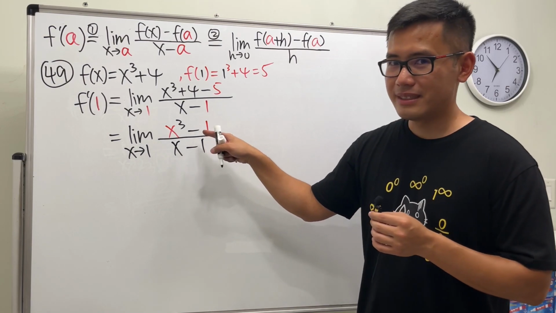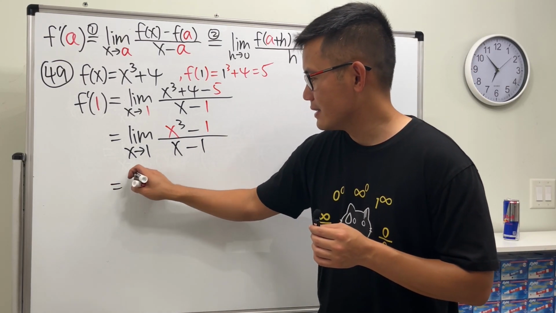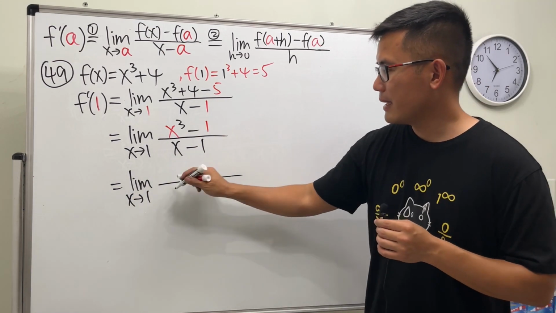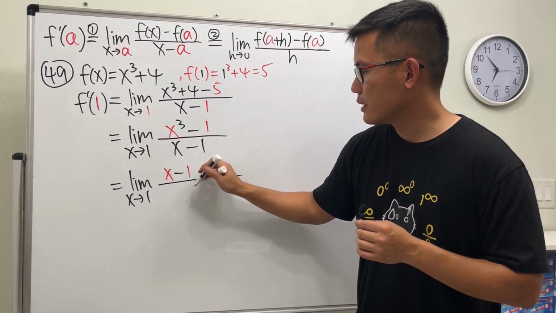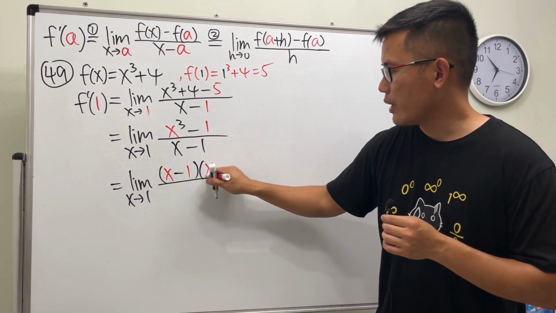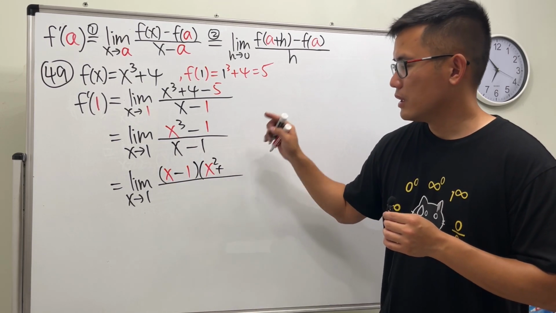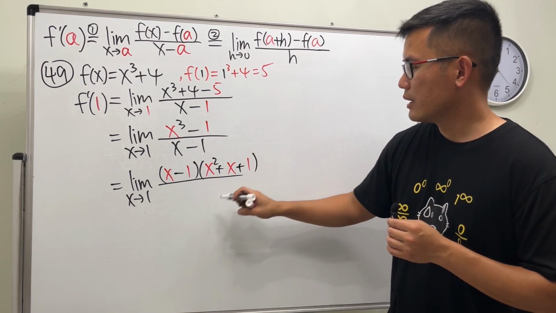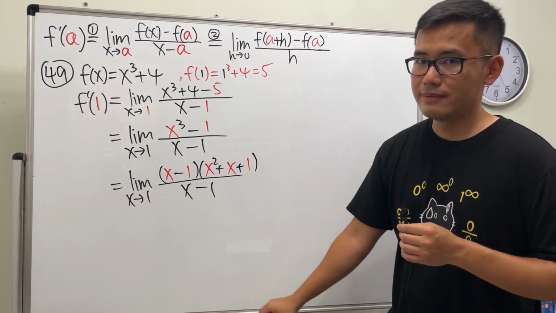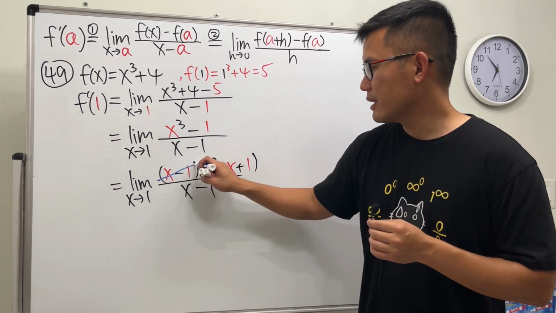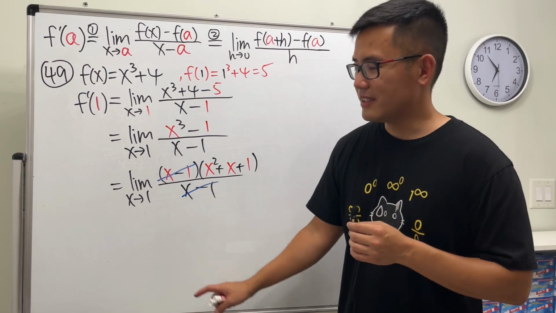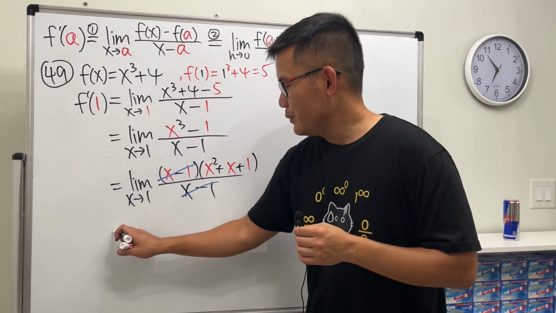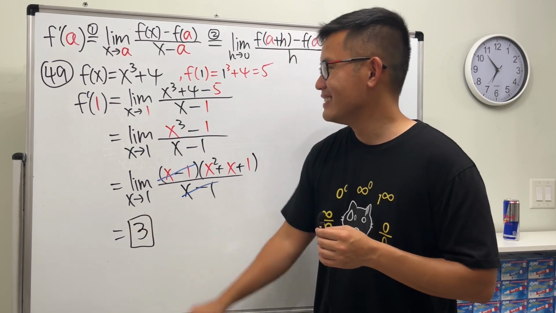Okay, this is the same as 1 to the third power, so factor it. Difference of 2 cubes. We get x minus 1 times x squared plus 1 times x, so it's just x, and then plus 1 squared, which is just 1. And then on the bottom is x minus 1, and then x minus 1 cancel. Ladies and gentlemen, put a 1 here. 1 plus 1 plus 1, we get 3. Yay. Cool.